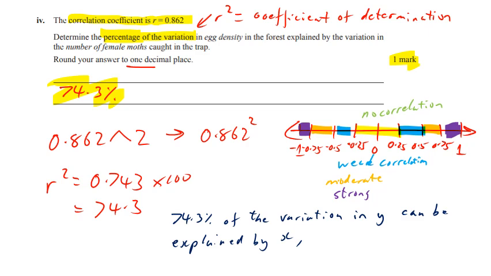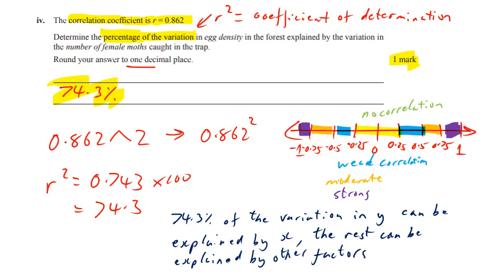Sometimes people like to put these other things, so the rest can be explained by other factors. Not sure about that second part, but some people like to put that in there. So you just have to make sure you're changing your percentage to whatever your R squared is, and changing whatever your Y is and whatever your X is.